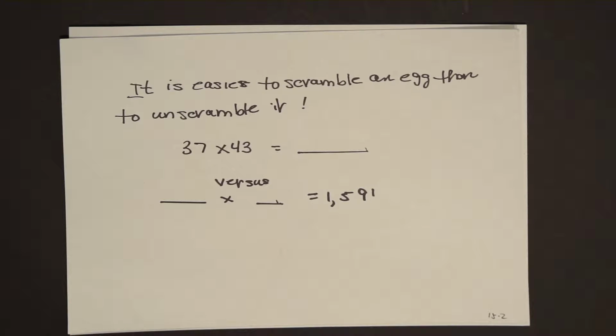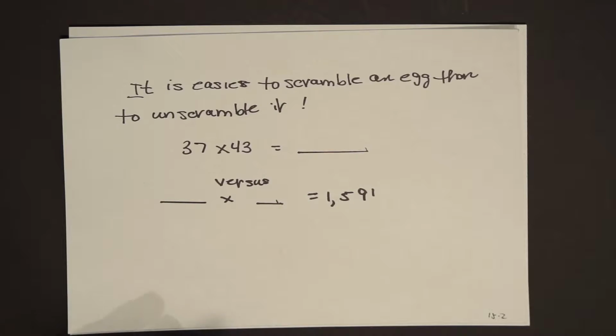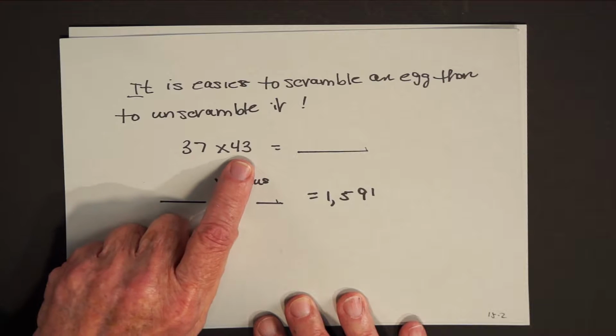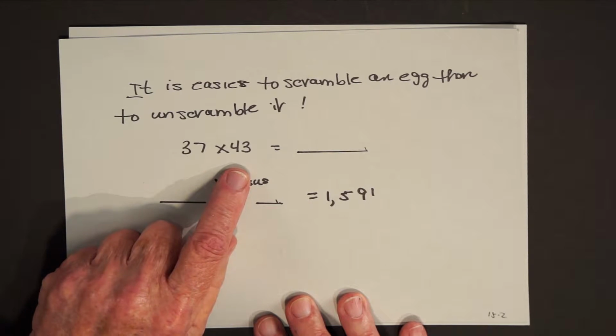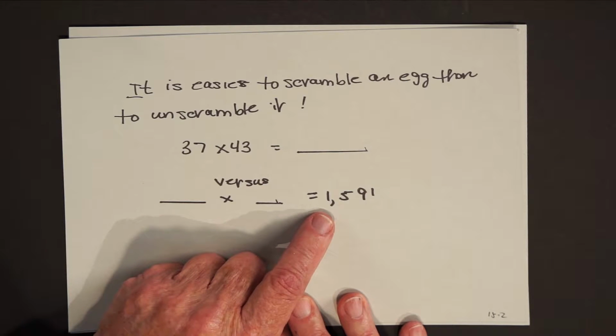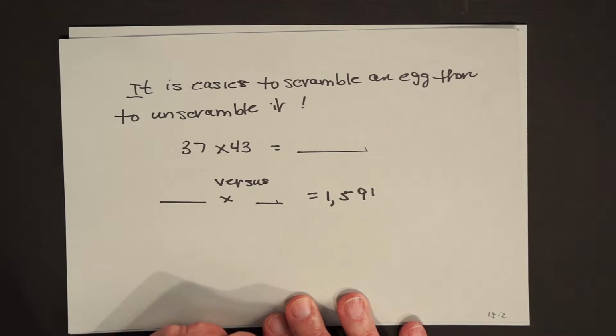I love to use the quotation that it's easier to scramble an egg than to unscramble one. That's the elementary school students' version of what in advanced physics we call the law of entropy, that things take place in the direction of least resistance. Well, what I mean by that here is, if I say to you, how much is 37 times 43, either by longhand or by using a calculator, it's easy to show that the answer is 1,591.